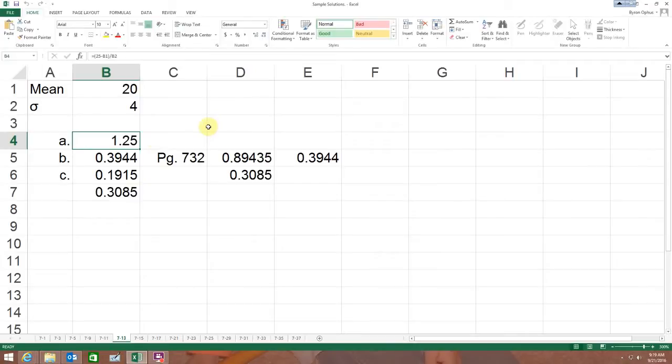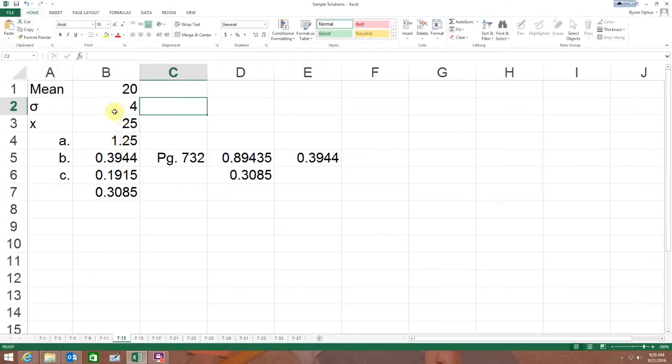I think there's a formula in there, but in any event, the formula is simply this: z equals (x minus the mean, which is 20), divided by the standard deviation. Remember, x minus mu divided by the standard deviation. So then we divide that by our standard deviation, and it equals 1.25. Our mu, or mean, is 20, and our x was 25 for this particular one.